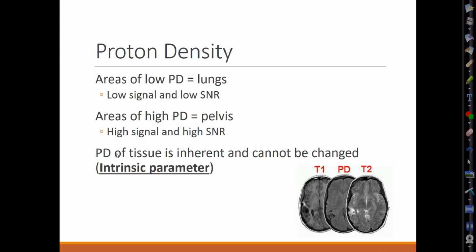So this is just a review slide. We already talked about this. Areas of low proton density, lungs. High proton density really everywhere else in the body. Remember, this is something we cannot change.